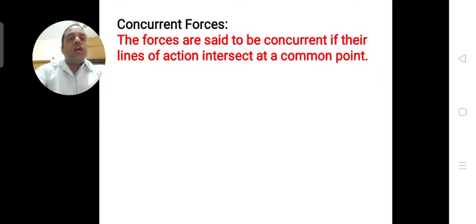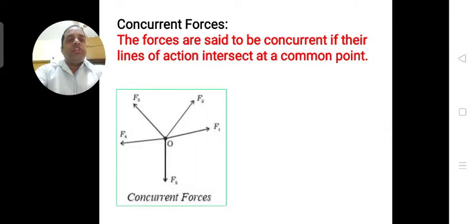The forces are said to be concurrent if their lines of action intersect at a common point. In this picture, there are 5 forces F1, F2, F3, F4 and F5. All these forces are meeting at point O. So then these forces are called concurrent forces.